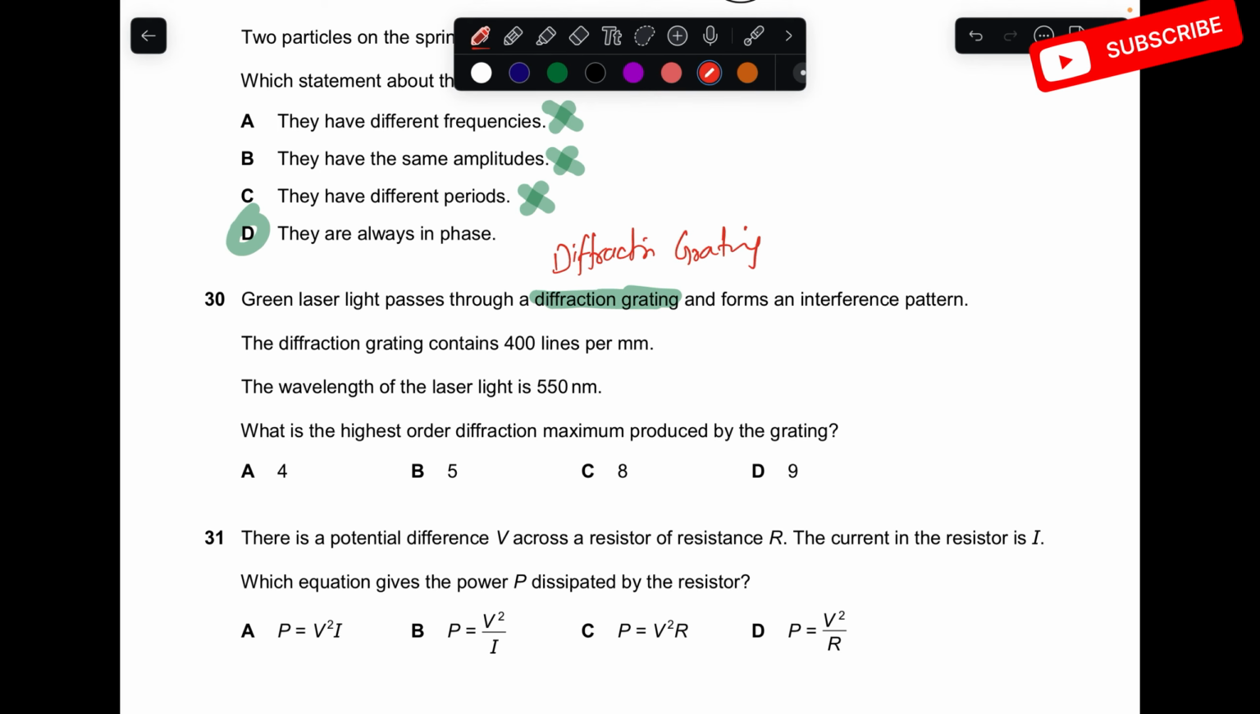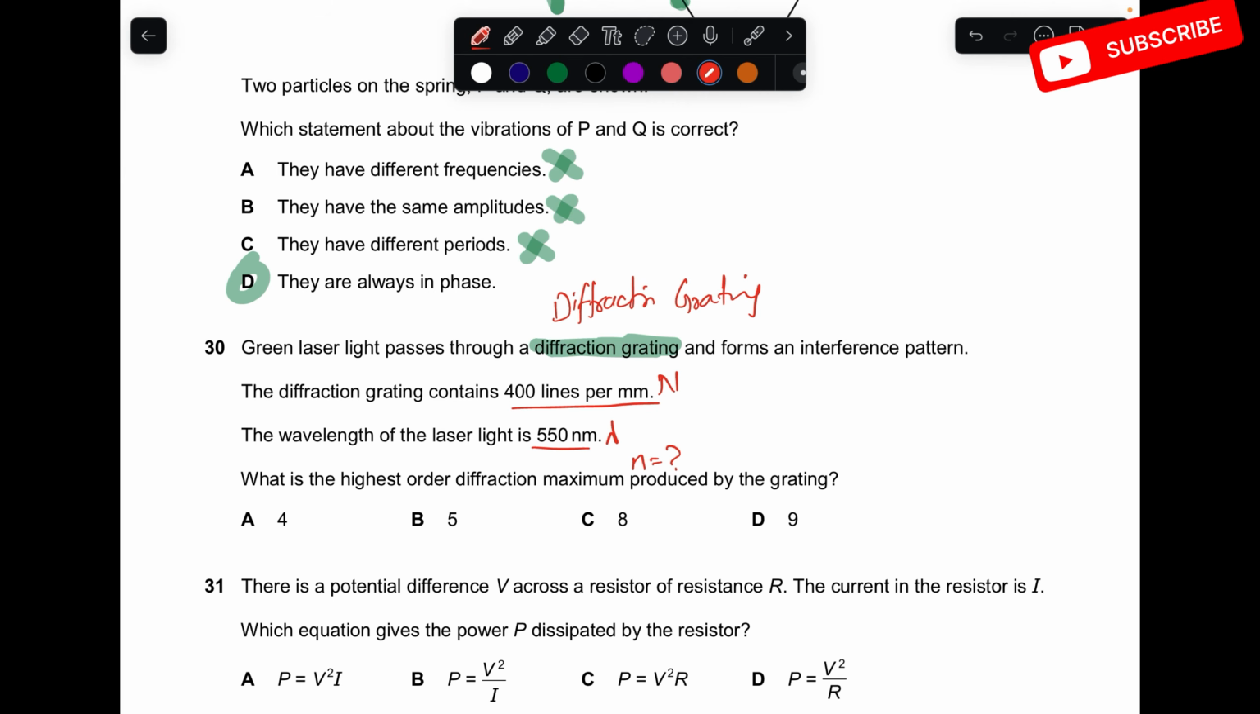What we have, the diffraction grating is containing 400 lines per millimeter. You have n. The wavelength is given. You have lambda. What is the highest order of diffraction maxima? You need to find n. So the basic relation is n lambda equals d sine theta. You have to find n equals d sine theta divided by lambda.